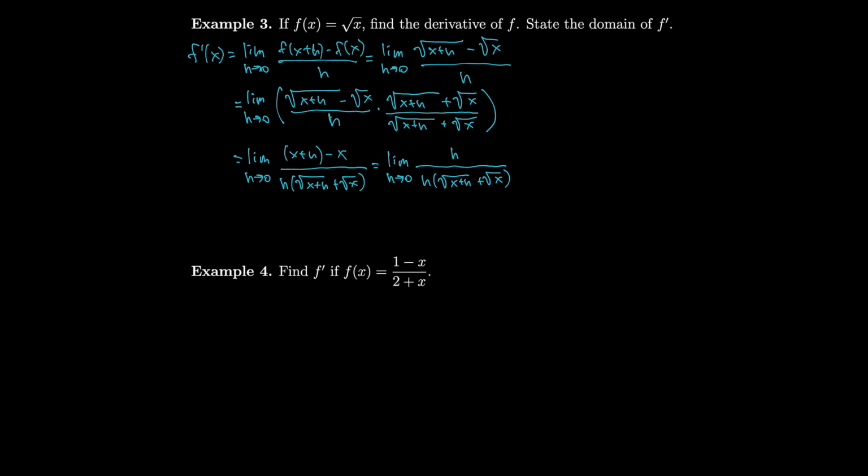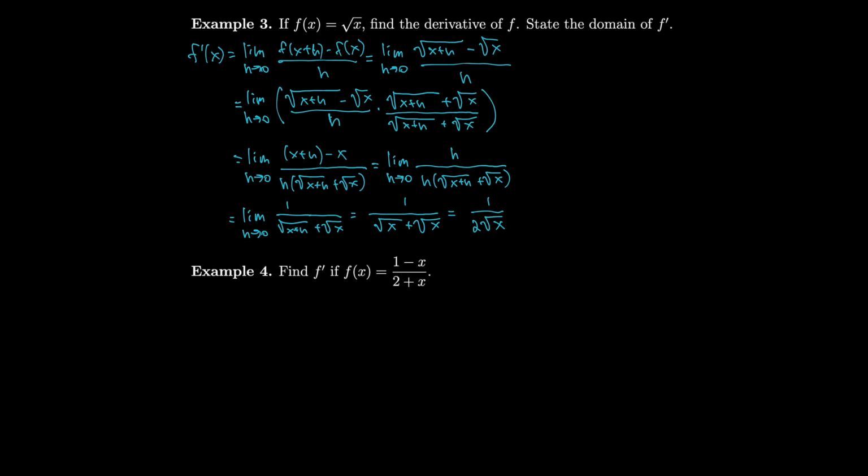Alright, so I divide top and bottom by h. I get that this is equal to the limit as h goes to 0 of 1 over square root of x plus h plus square root of x. Okay, it looks like if we plug in 0 now for our denominator, it will not be undefined. So we can pass through our limit. We get that this is equal to 1 over the square root of x plus the square root of x by just plugging in 0 for h. So that's 1 over 2 times the square root of x.